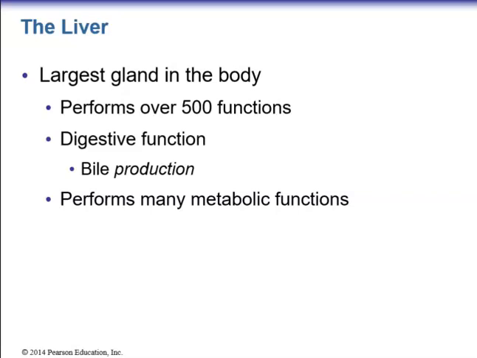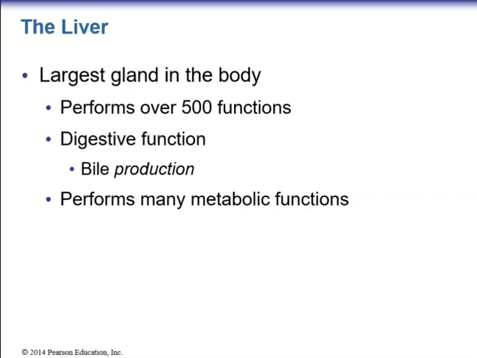The first organ that we're going to be talking about is the liver. The liver is the largest gland in the body and performs over 500 functions. Its main digestive function is the production of bile. Now, bile is a green alkaline liquid that is stored in the gallbladder and secreted into the duodenum, specifically the second part of the duodenum. The duodenum being, of course, the first section of the small intestine.